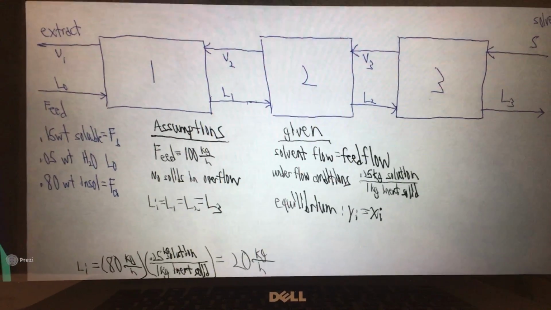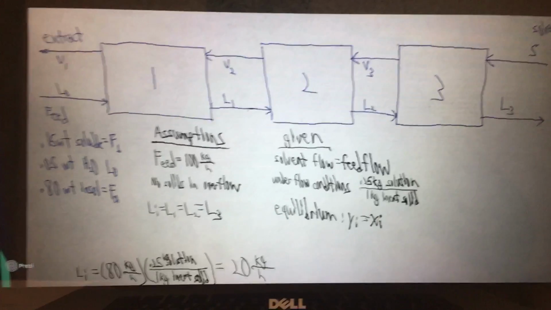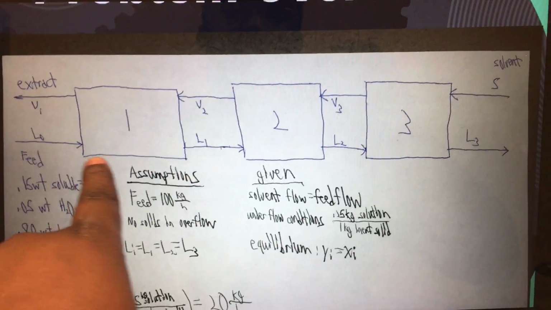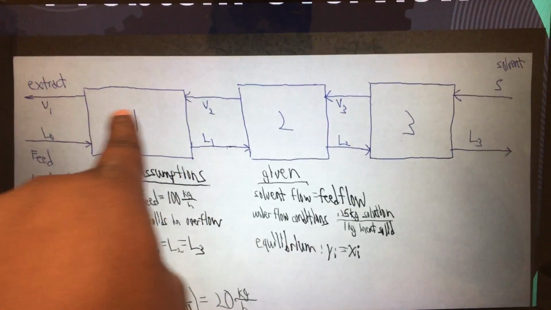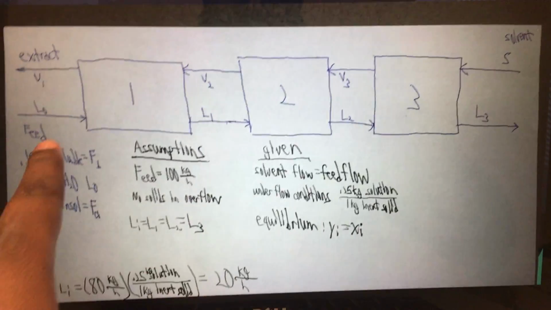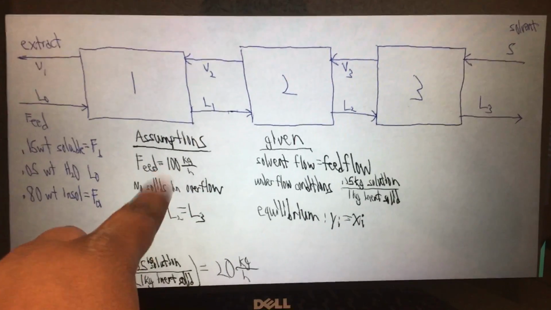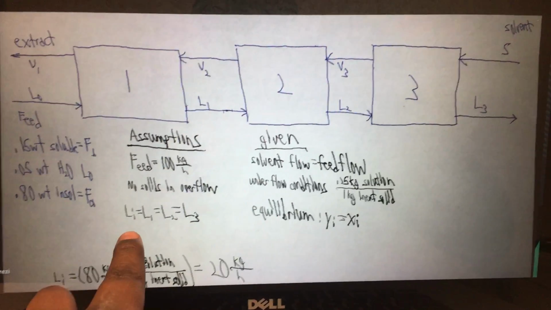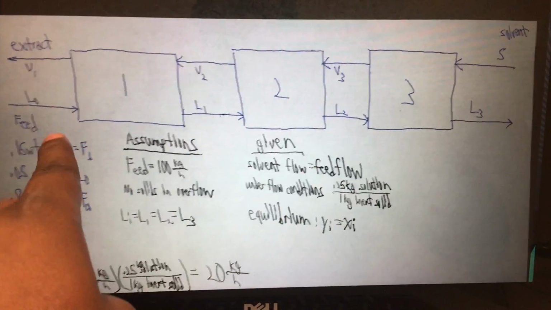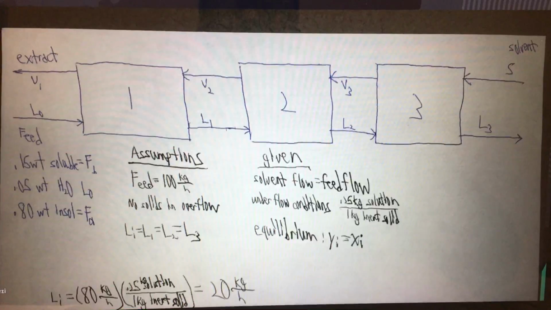There are a few assumptions that I made going into this problem. I assumed that there is no solids in the overflow. I also assumed a feed rate of 100 kilograms per hour, and I also assumed that all the underflow flows remain constant throughout the entire problem.